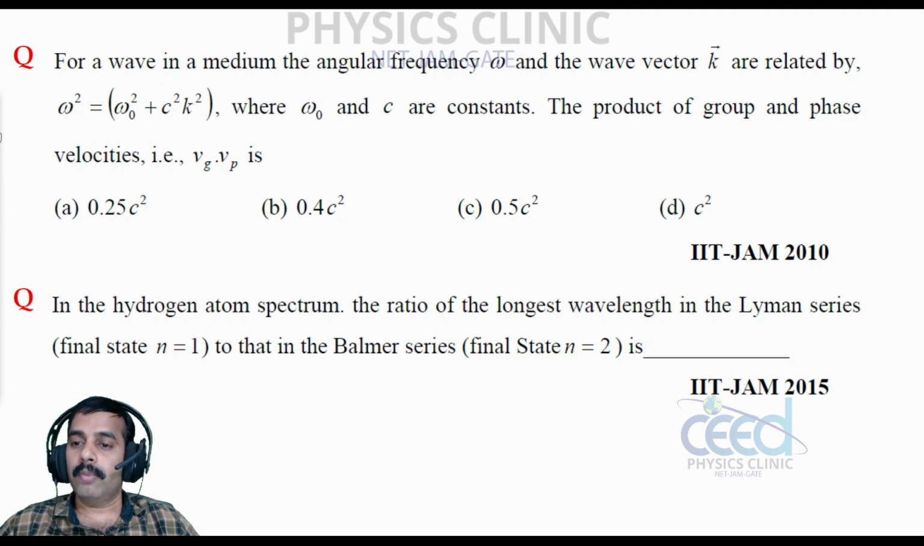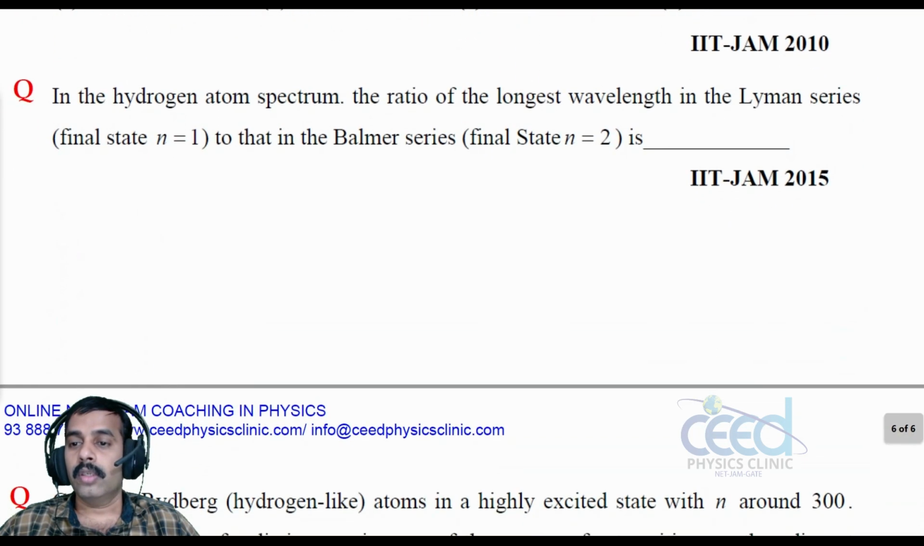Now let us come to another question. The question is: in a hydrogen spectrum, the ratio of the longest wavelength in the Lyman series, final state n equal to 1, to that in the Balmer series, final state n equal to 2, is. Alright.